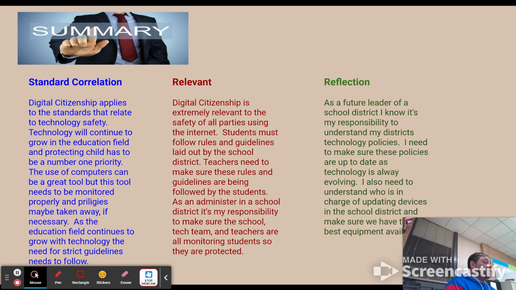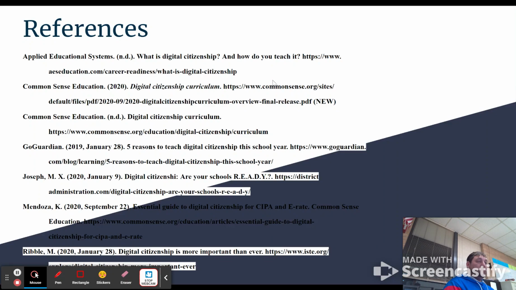I also need to understand who is in charge of updating devices in the school district and make sure we have the best equipment available. And then the last slide here are my references.